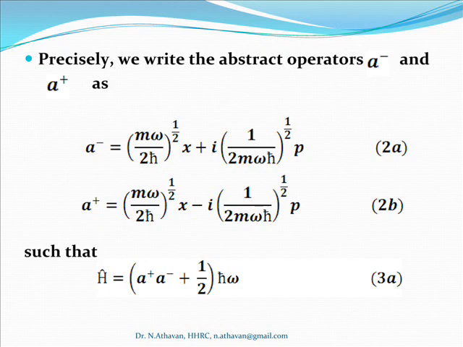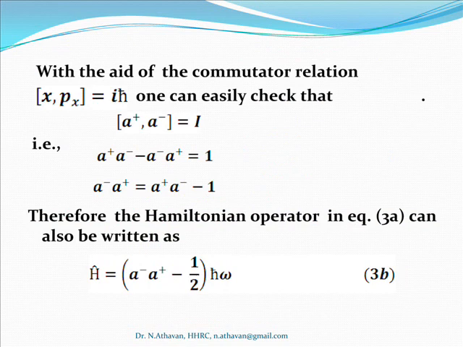So with the help of the commutator relation between the dynamical variables x and p, which are now operators, where the commutator of x and p is equal to i h cross, one can write the Hamiltonian as a plus a minus plus half into h cross omega.